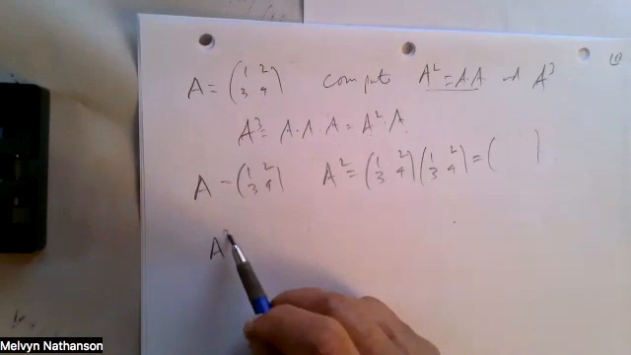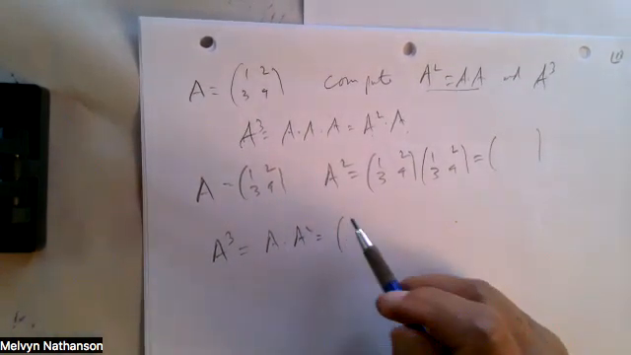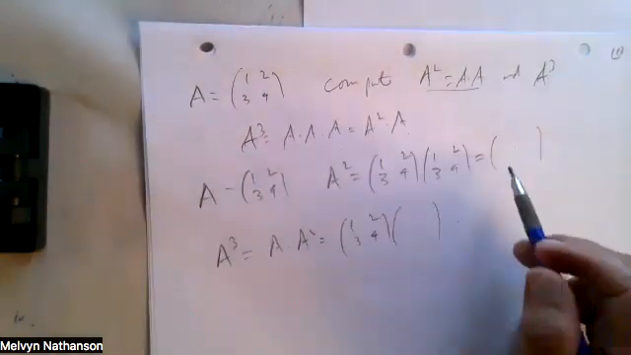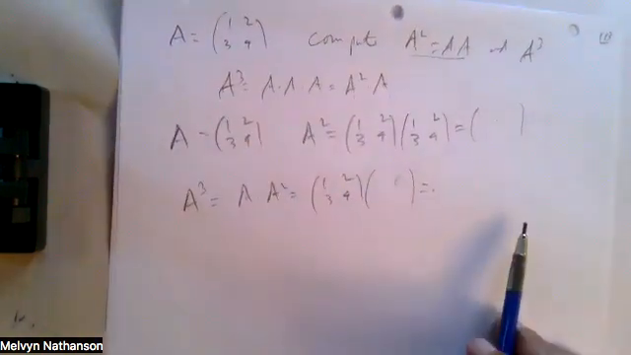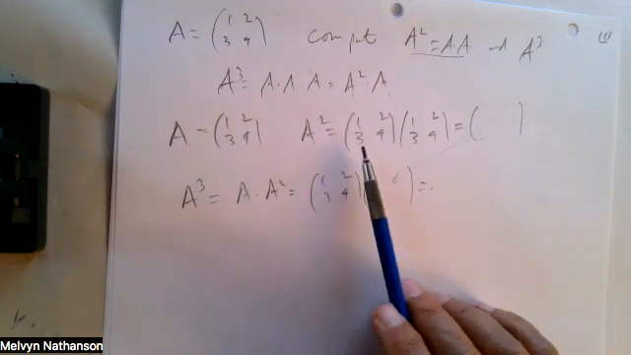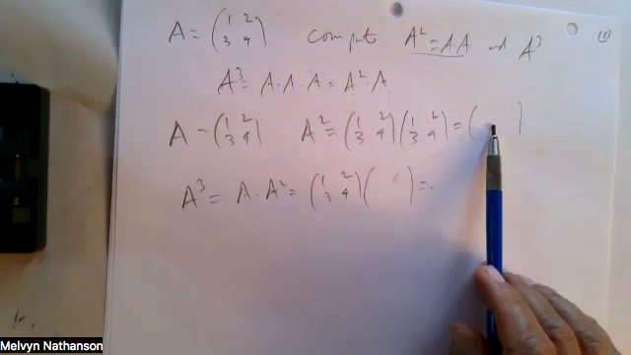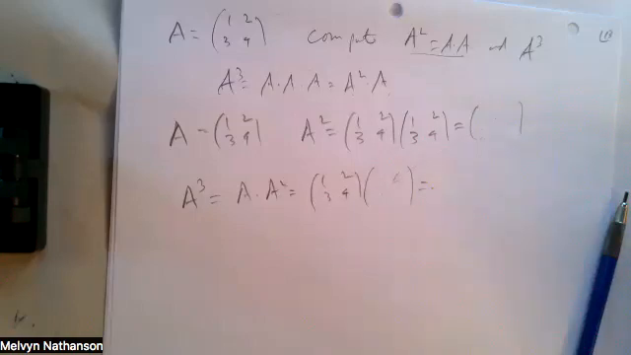And then A cubed, let's say this is A times A squared. So that's 1, 2, 3, 4 times whatever you got there. So do this calculation. I'll stop for a minute. What is 1, 2, 3, 4 times 1, 2, 3, 4? Find that matrix, then plug it in here and find A cubed.